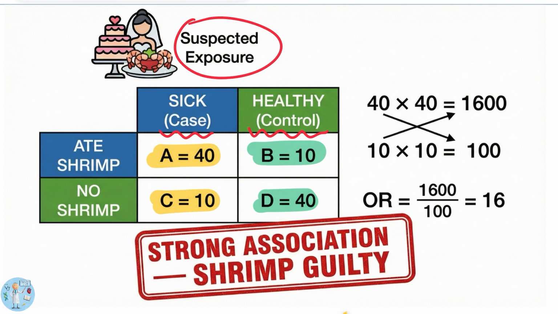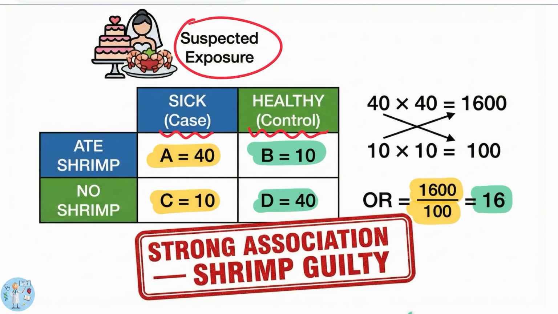Now for the quick math, the cross-product shortcut. A times D divided by B times C. So we multiply A times D, 40 times 40, which is 1,600. Then we multiply B times C, 10 times 10, which is 100. And then the final division, 1,600 divided by 100, which gives us 16. The odds ratio is 16.